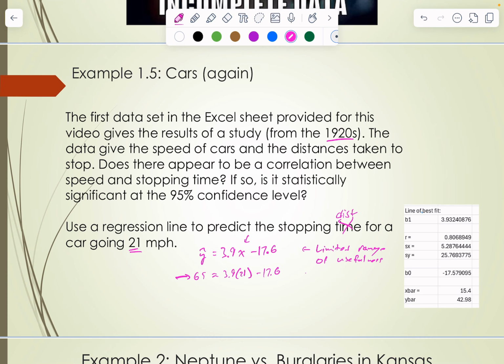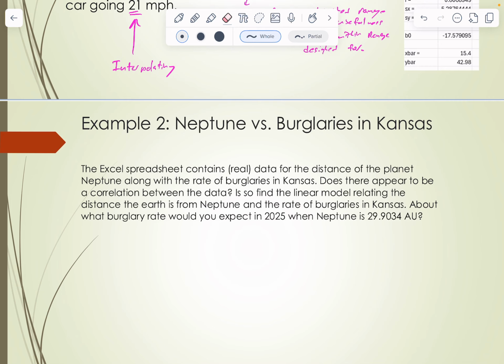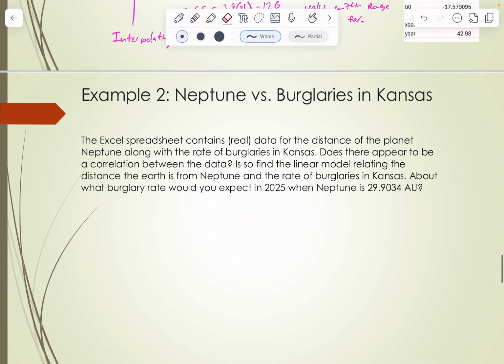It's valid within the range that it was designed for. So it's valid within the range it's designed for, but clearly not valid outside of that range. This 21 here is interpolating within the range of x values. Let's go back to Neptune and burglaries.